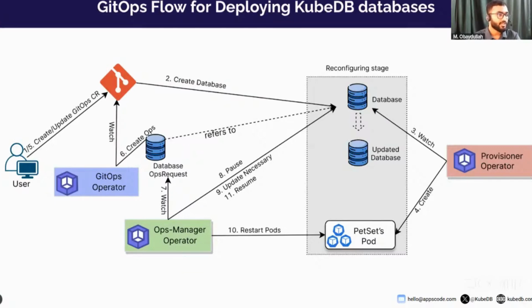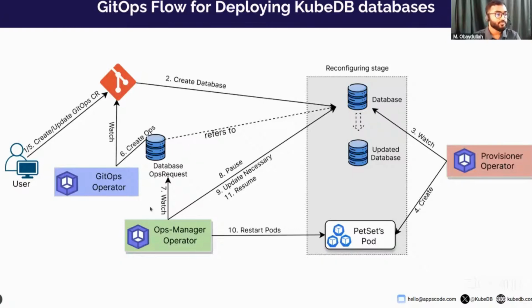You will create the GitOps CR. You can update it also. Then the GitOps operator will watch the CR, the resource actually, and create the actual database for the specification. Then the database will be monitored by our provisioner operator, which creates the necessary resources like pods, or if we enable security, it will create some secrets, and it will create some PVCs also.